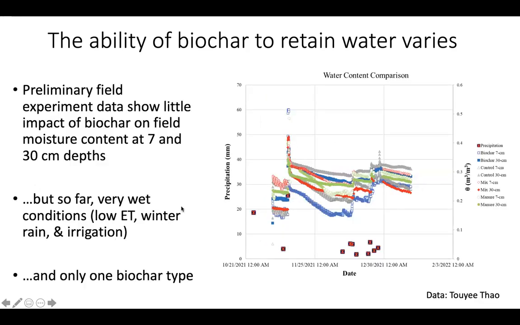So our field experiment, this is just some preliminary data of soil water using moisture sensors at 7 centimeters and 30 centimeters. And so far, we don't see a big impact of the biochar application on field moisture at those depths. But the caveat here is that so far it's been wet. We've had low evapotranspiration, winter rains, and irrigation events.